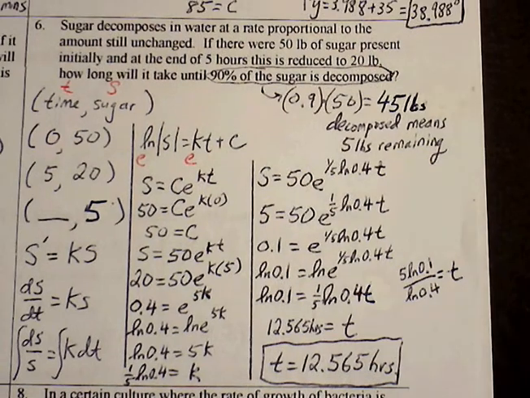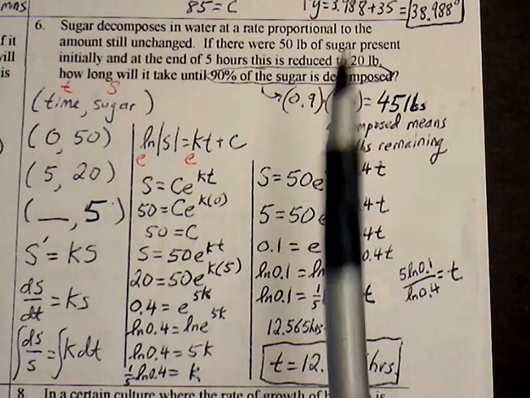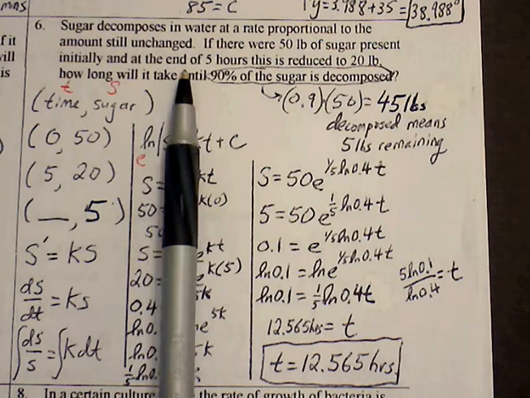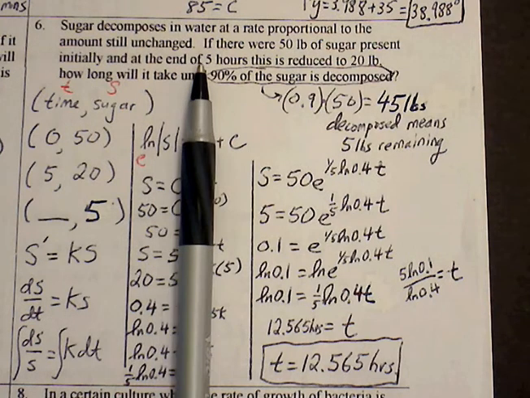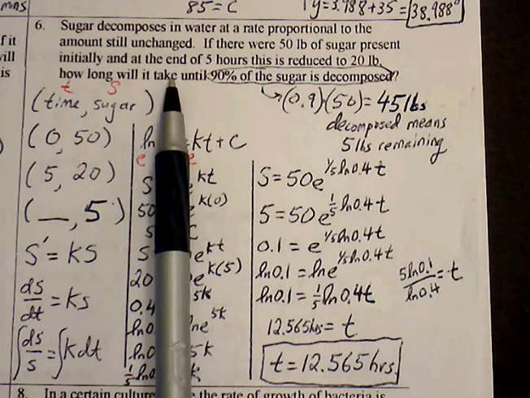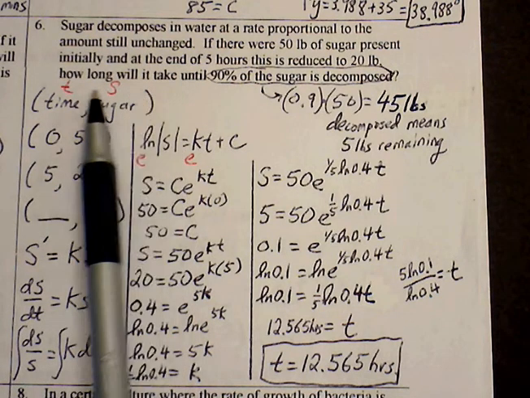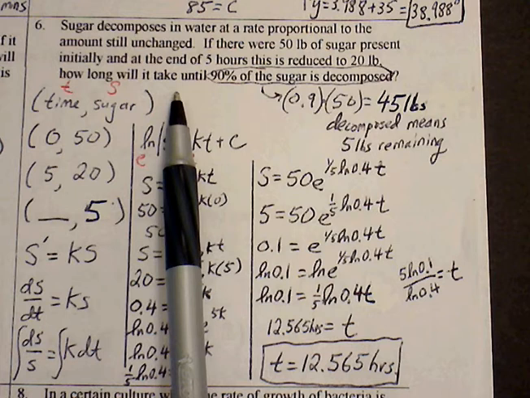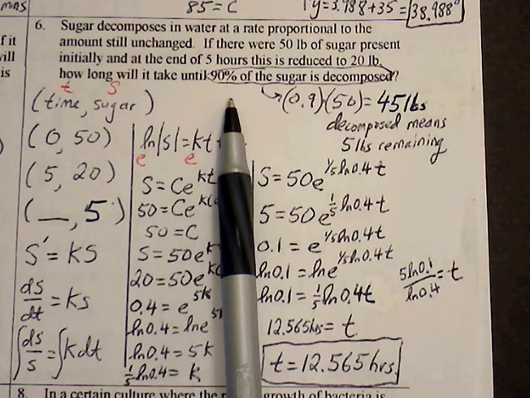Okay, so sugar decomposes in water at a rate proportional to the amount still unchanged. If there were 50 pounds of sugar present initially, and at the end of 5 hours that's reduced to 20 pounds, how long will it take until 90% of the sugar is decomposed?